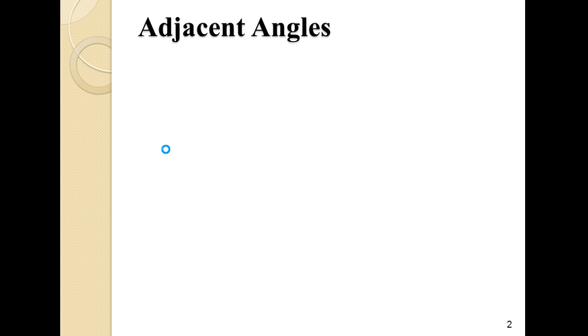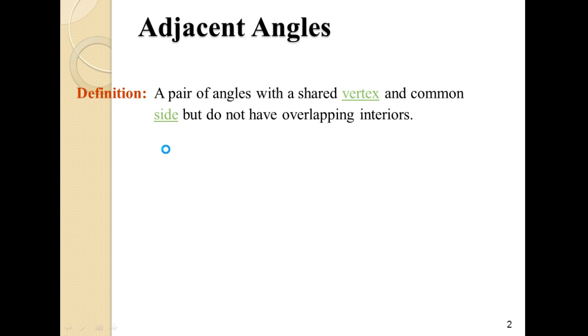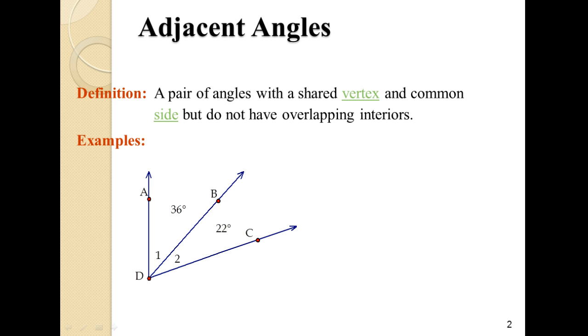Alright, now with geometry, we have a lot of vocabulary words that we have to learn. And our first one is adjacent angles. Alright, and here is the definition. It is a pair of angles with a shared vertex and common side, but do not have overlapping interiors. Basically, this is what adjacent angles look like. Basically, the word adjacent means next to.